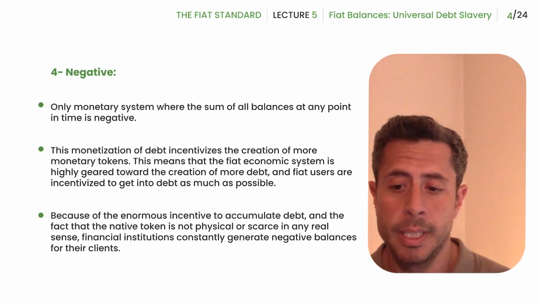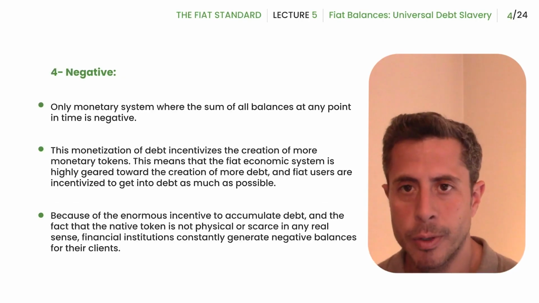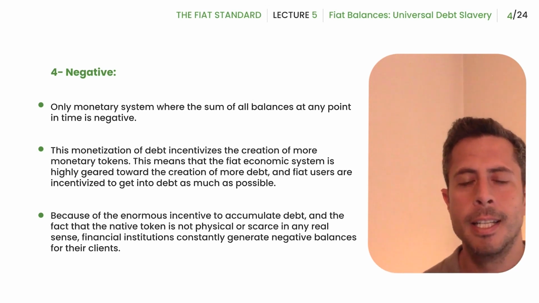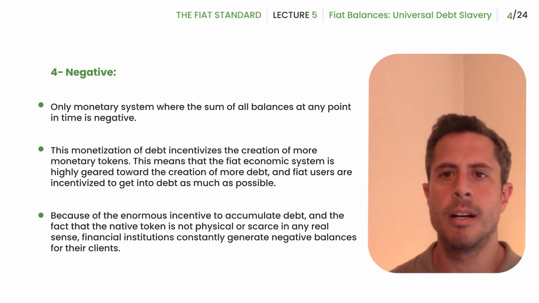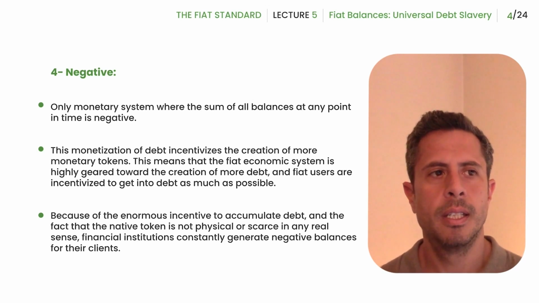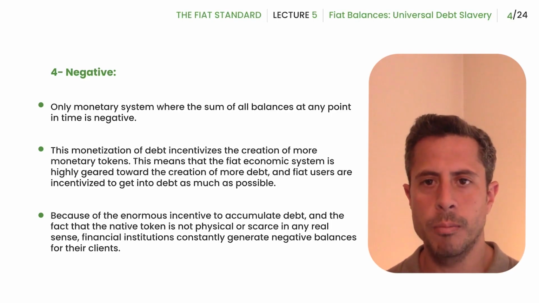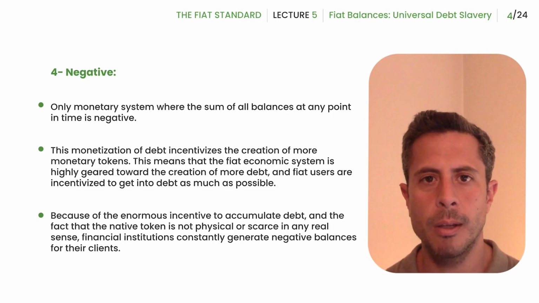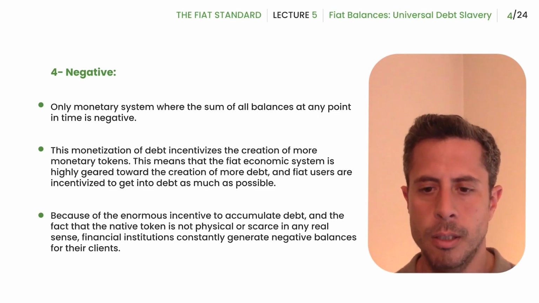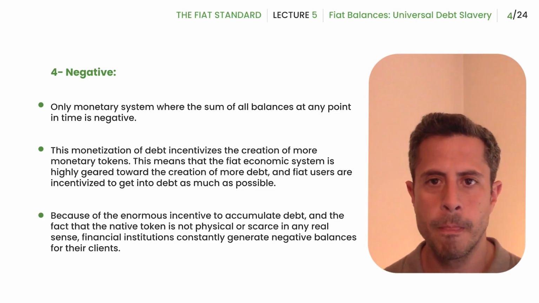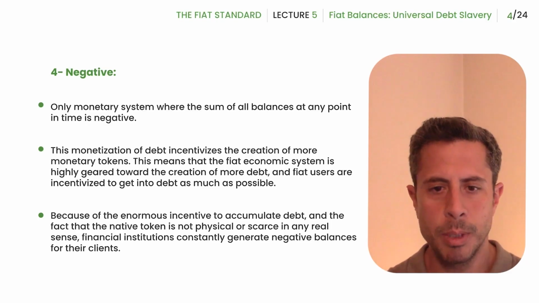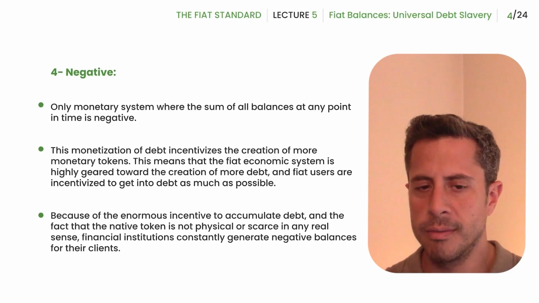Number 4 is, and I think this is the most significant one and most important analytically, that fiat balances are negative. And this is almost the gravity-defying, physics-defying nature of the fiat monetary system. You would think that an accounting system that uses a form of money, where the money is used in order to make transactions between people, you would think that sort of thing would run positive numbers.